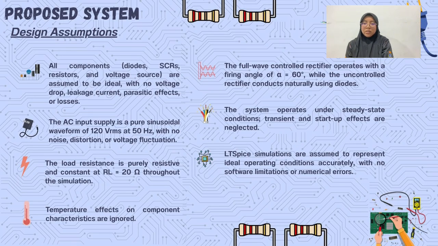Thirdly, the load resistance is assumed to be purely resistive and constant at RL equals 20 ohm throughout the simulation. This helps to maintain stable conditions during the analysis. For the rectifier, the full wave controlled rectifier operates with a firing angle of 60 degrees. Meanwhile, the uncontrolled rectifier conducts naturally using diodes without any control. Next, the system operates under steady-state conditions, meaning transient and start-up effects are neglected. This implies that we won't see significant changes during system startup or minor disturbance.